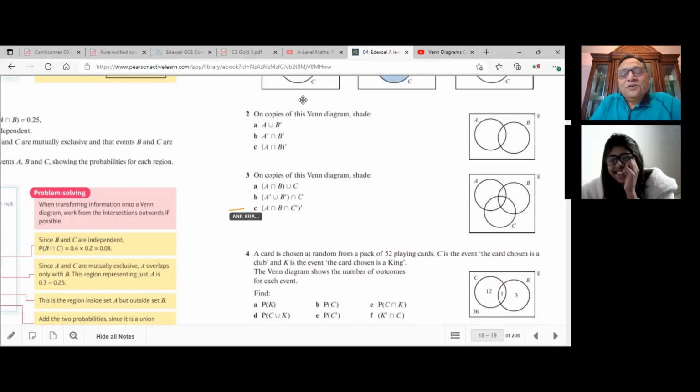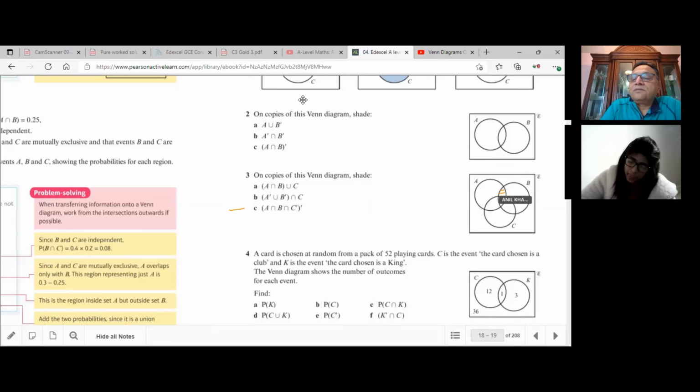So we want to ultimately have a complement, and it is A intersection B intersection not C, right? So A intersection B will be what? Let's go one by one. So A intersection B is this, right? So the center. Yeah. And then we want to do intersection with not C. So if I do intersection with not C, that means I'm only left with this portion.